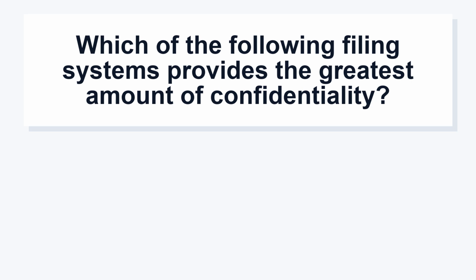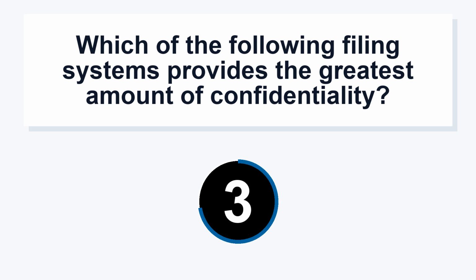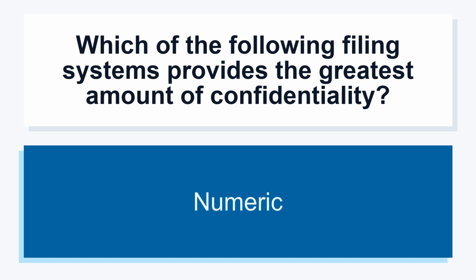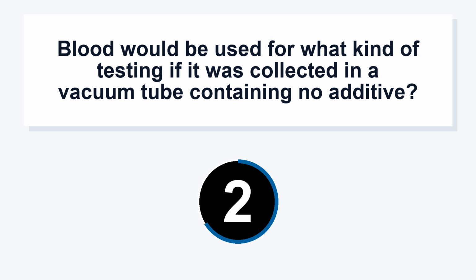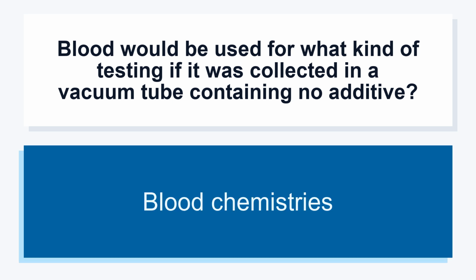Which of the following filing systems provides the greatest amount of confidentiality? Numeric. Blood would be used for what kind of testing if it was collected in a vacuum tube containing no additive? Blood chemistries.